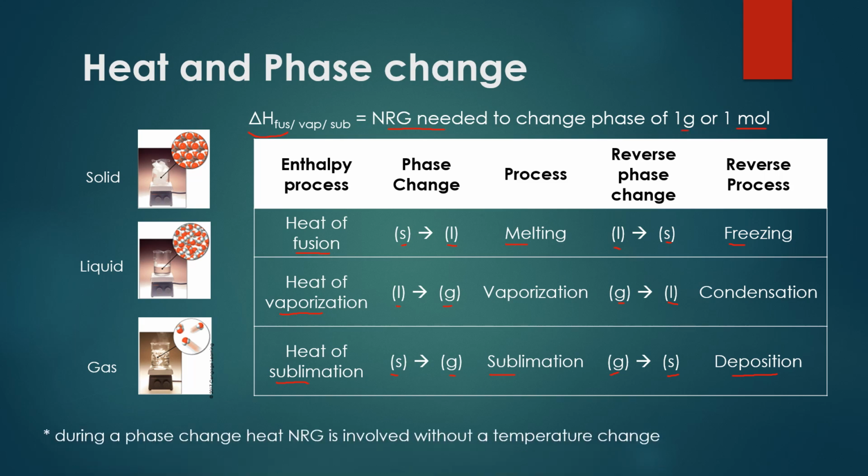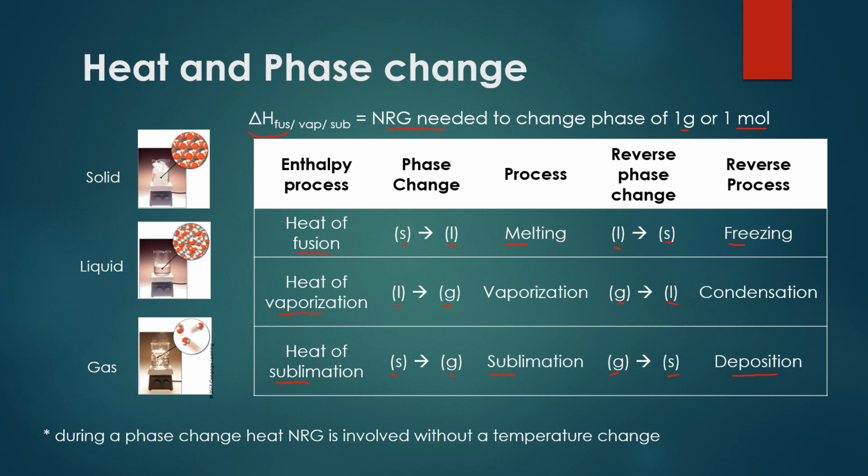Now, the important thing to note is during a phase change, there is heat energy involved. Heat energy is going into the system. So think about ice, for instance. If you have ice in a glass, the temperature of that ice or that ice water is going to be 0 degrees Celsius. Now, if you apply heat to it, or say it's a hot day outside, the ice is going to start melting, right?